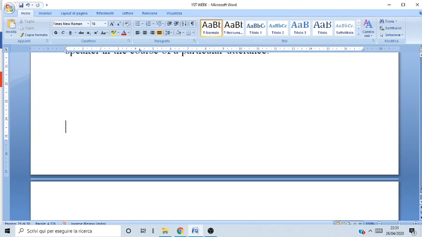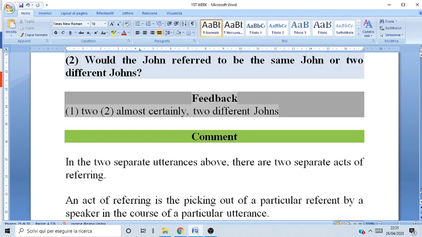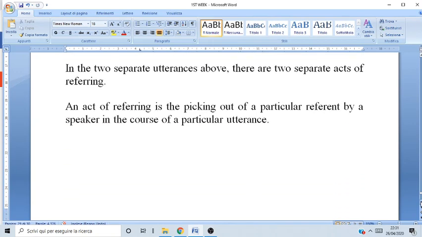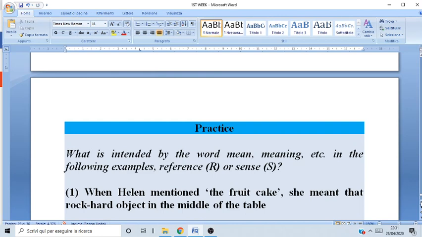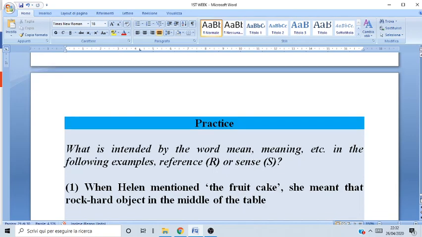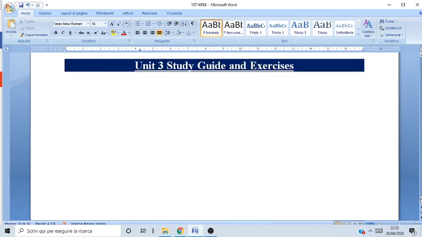Okay. So this means that the word mean can have the meaning of reference or sense. And that's the end of Unit 3.